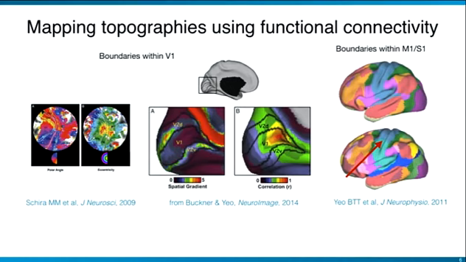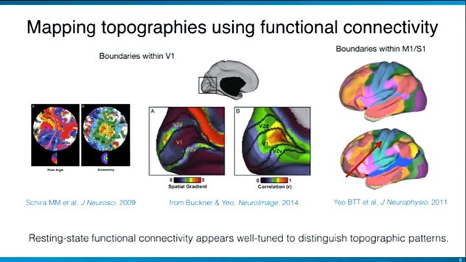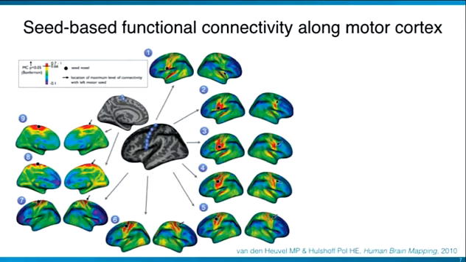Because it's an important feature to take into account. And yeah, so basically in summary on this point, it appears to be well tuned to distinguish between these topographic patterns.